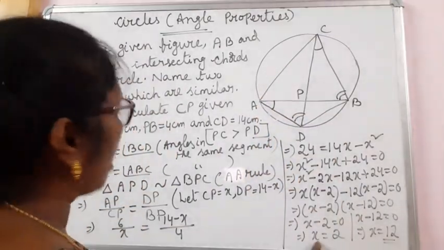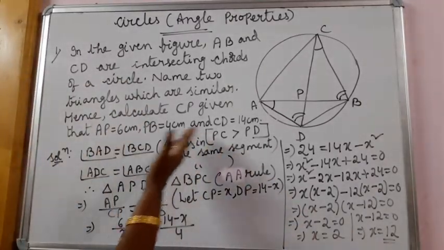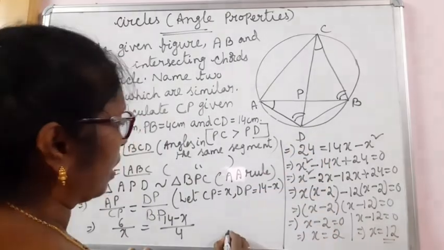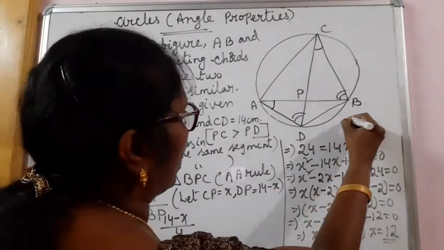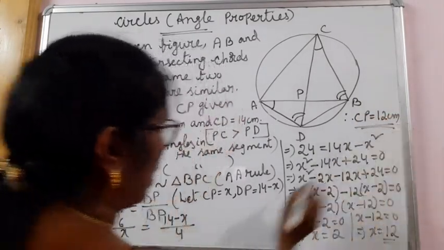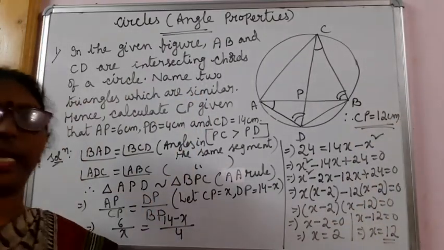So after this, only that is the question asked. The question is calculate CP. Therefore CP is equal to 12 cm. CP, x we have taken, x value is 12, so CP is 12 cm.